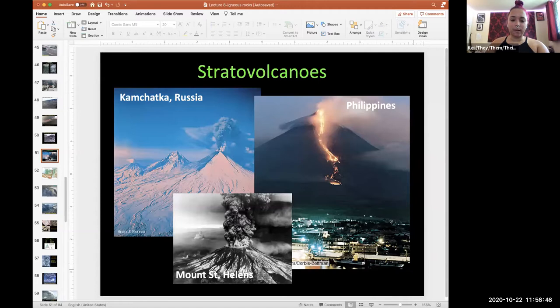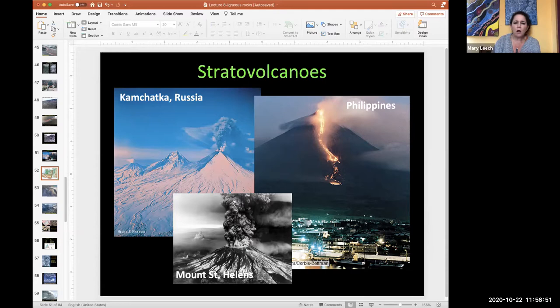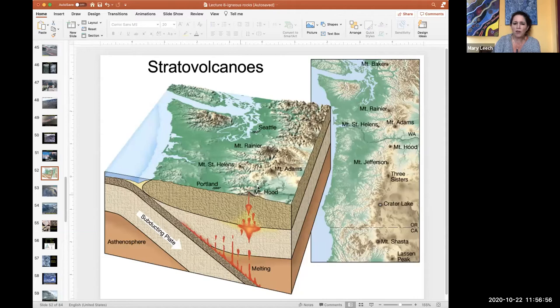Okay, so all these kinds of volcanoes are what we get at subduction zones. All of these volcanoes that are part of the Cascade Range, Crater Lake, Lassen, Shasta, Mount Hood, Mount Rainier, Mount St. Helens, those are all stratovolcanoes or composite volcanoes.